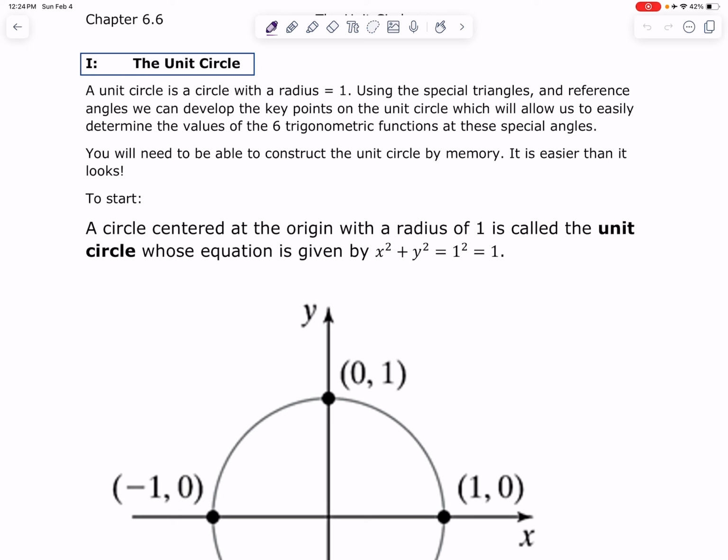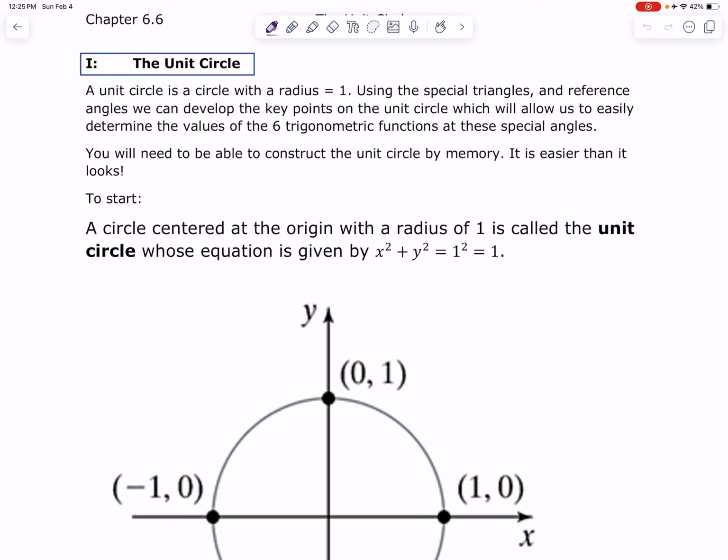Okay, so when we say unit circle, it means we've got a circle with radius 1. And you'll remember that when we started looking at the relationships in the special right triangles, we looked at them with hypotenuse equal to 1. That's going to be our radius. That's how we're going to build our unit circle.